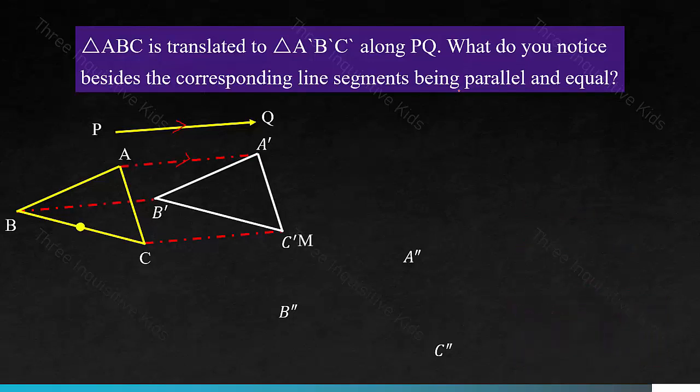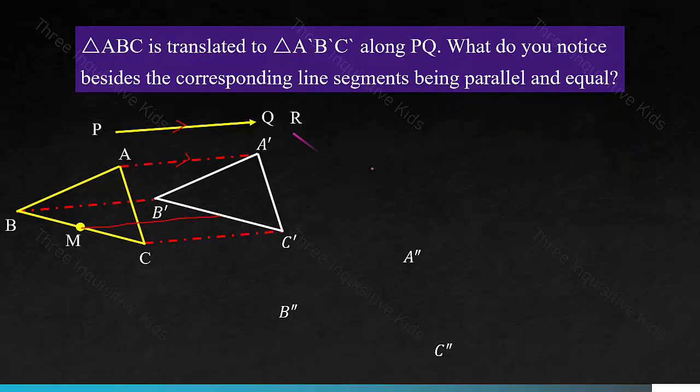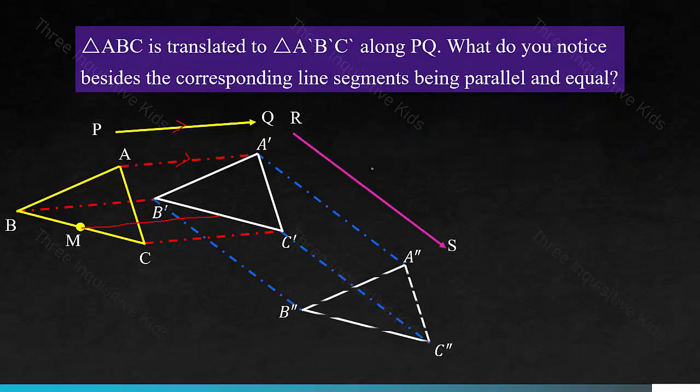Now we're going to translate this one more time. Has the midpoint of BC, M, shifted? Well, point M also moved because it is on the triangle. If you connected a line, MM' would be equal to AA' and also parallel to AA'. Now we're going to translate triangle A prime, B prime, C prime along RS to get A double prime, B double prime, and C double prime.